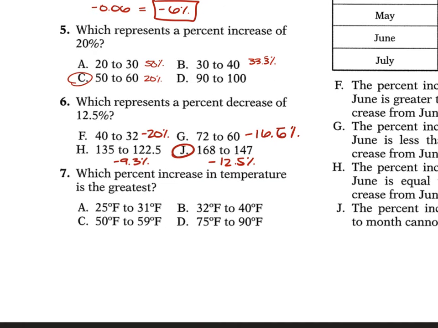7 says, which percent increase in temperature is the greatest? For A, we have 25 degrees to 31 degrees. That's going to be 24%. B, we have 32 to 40 degrees. So that's going to be 20%. For C, that's 50 to 59 degrees. That's 18%. And D, we have 75 to 90 degrees. That's 16.6 repeating percent. So our greatest out of all of these is A.